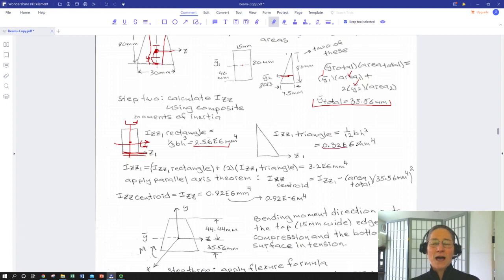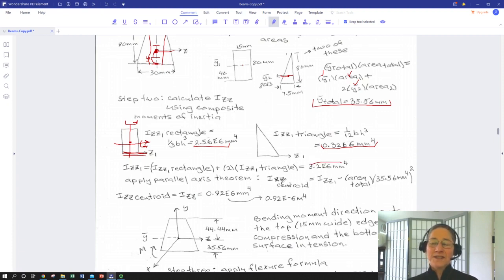We add composite moments of inertia just by adding the moments of inertia. So the moment of inertia for the total shape is the moment of inertia for the rectangle plus 2 times the moment of inertia for the triangles. And so we get a composite number.